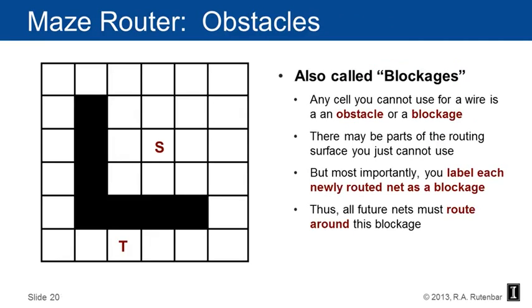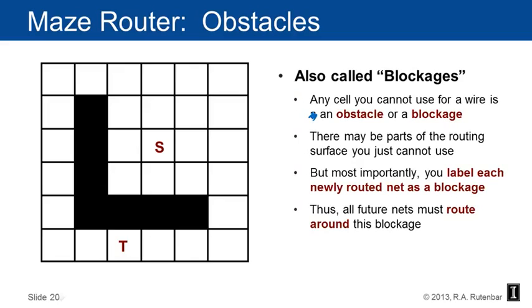Now, the obstacles, we sometimes call them blockages. Any cell you cannot use for a wire is an obstacle, or a blockage. There may be parts of the routing surface you just cannot use, so before the problem even starts, we'll have labeled those things. But the biggest thing is you label each newly routed net as an obstacle, and so future nets will route around.